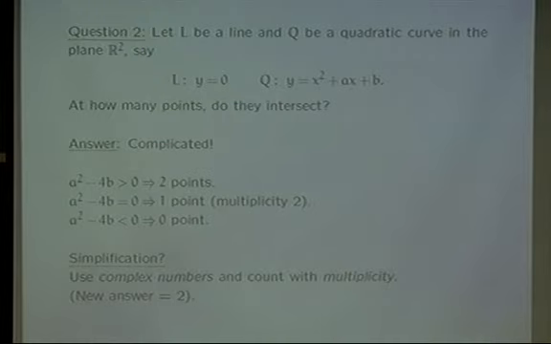When a squared minus 4b is greater than 0, 2 points. When a squared minus 4b is equal to 0, 1 point. But that's okay. You can say that this point is a point of multiplicity 2, so you can say it's 2 points. But when a squared minus 4b is less than 0, no points. They don't intersect at all.